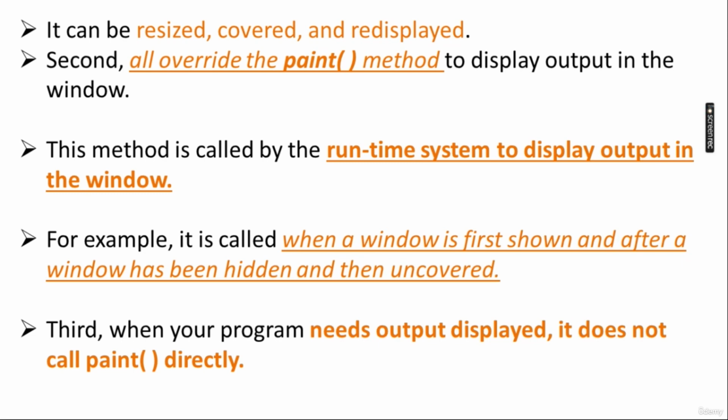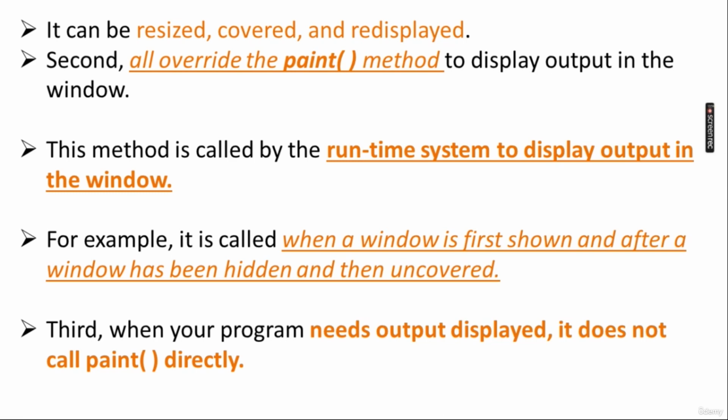Second, we override the paint method to display output in the window. First is what you have to extend, the Frame class. Second is you have to implement the paint method. What the paint method will do is paint the GUI components inside the container, so that you will see the output as a combination of buttons, radio boxes, check boxes, text area, and so on. This method is called the paint method.